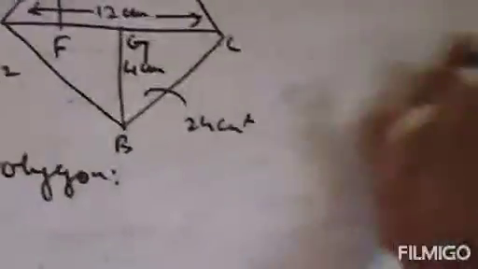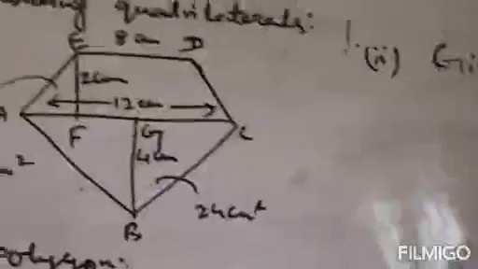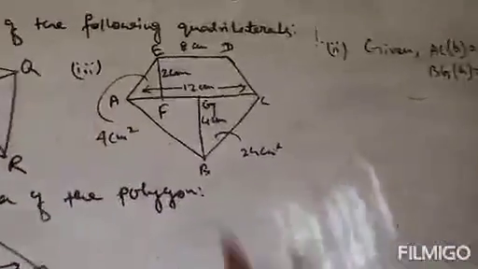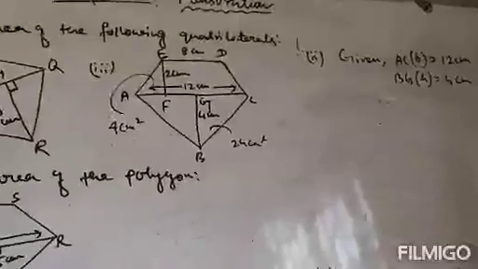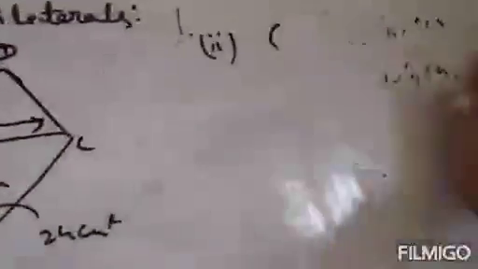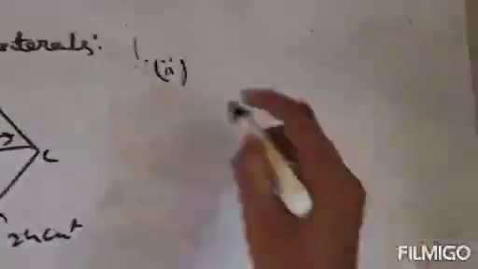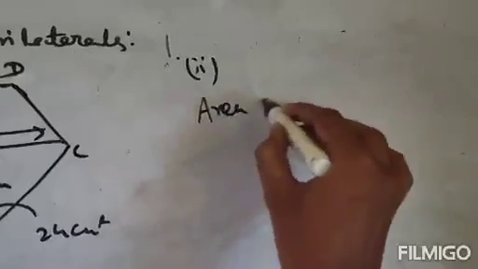So the smaller triangle area comes to 4 centimeter square and the larger triangle area comes to 24 centimeter square. Now the remaining portion, EDCF, is a quadrilateral. We have to find the area of the quadrilateral.